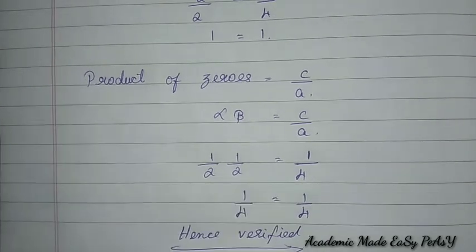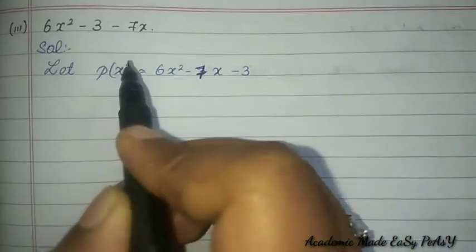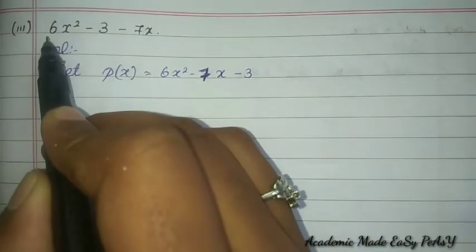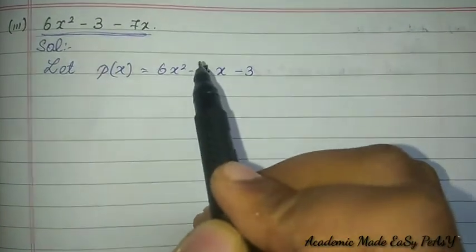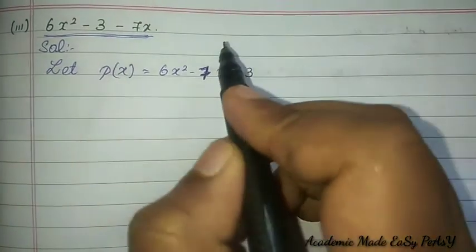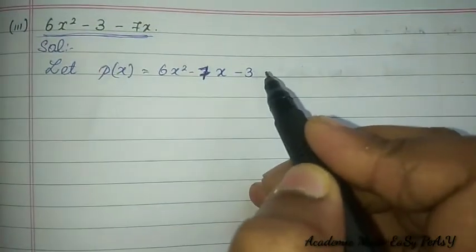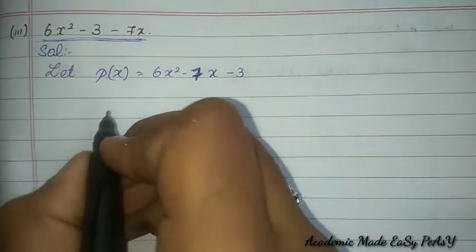That's it. Subdivision 3, a quadratic polynomial is given and I have taken that as p of x is equal to 6x squared. See here, this is not in a standard form, so we have to write it in the standard form. So only I have written 6x squared minus 7x minus 3. Okay, so now I have written it in the standard form. So now let's move on to the solution.